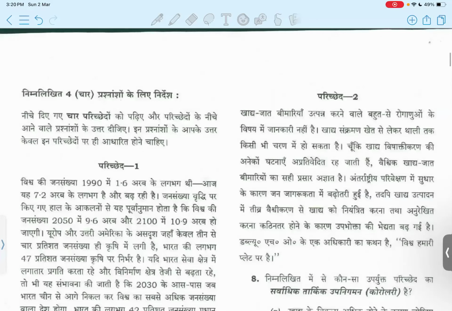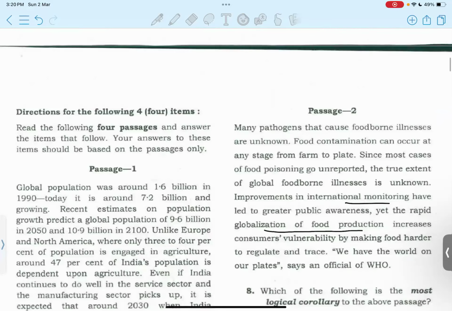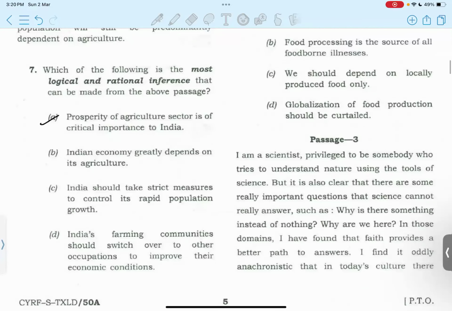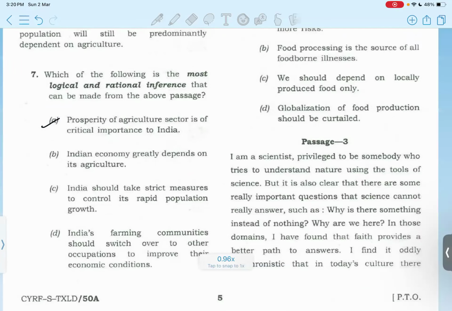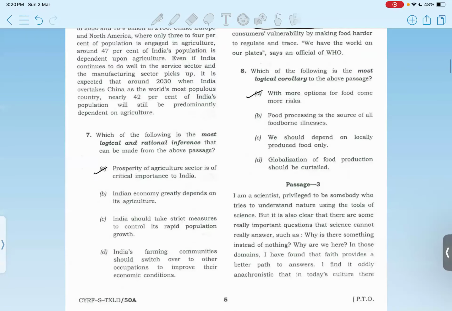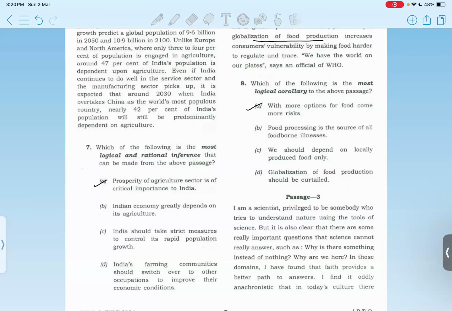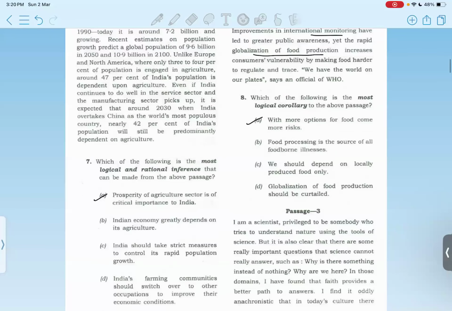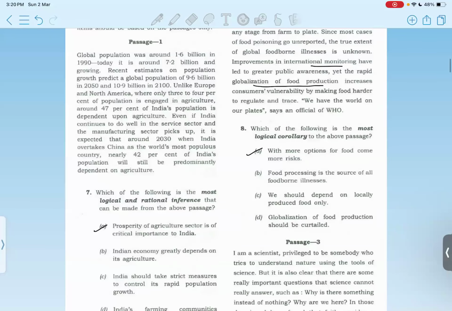Moving to question number 7. So we have passages now. The most logical rational inference should be: prosperity of the agriculture sector is of critical importance to India. Option A.